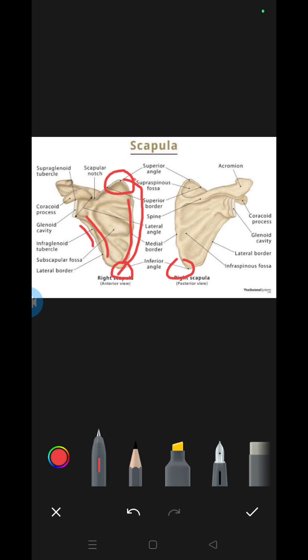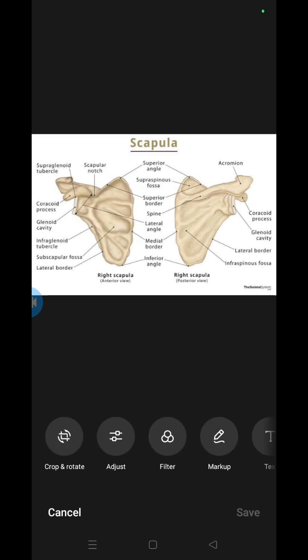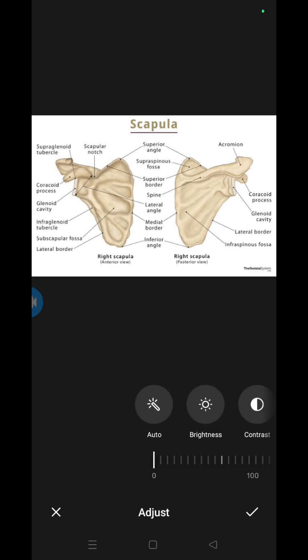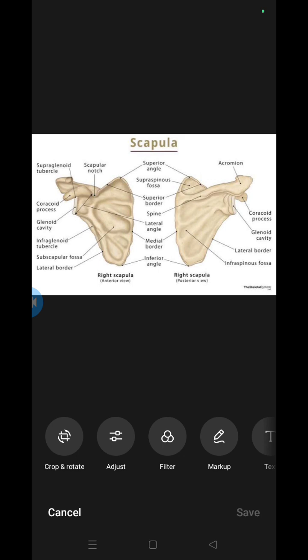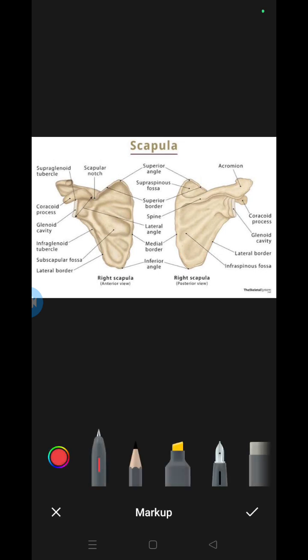Angles. The superior angle is covered by the trapezius muscle. The trapezius muscle will be over here. The inferior angle is covered by the latissimus dorsi. Latissimus dorsi will be over here. It moves forwards around the chest when the arm is abducted.